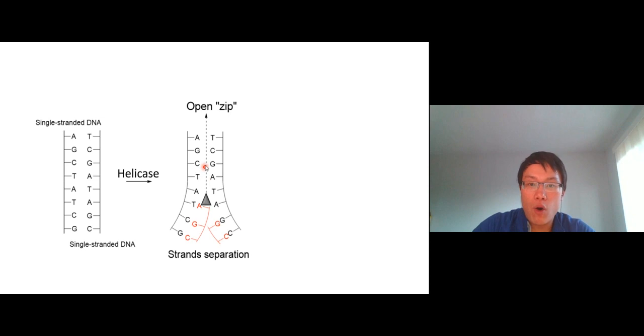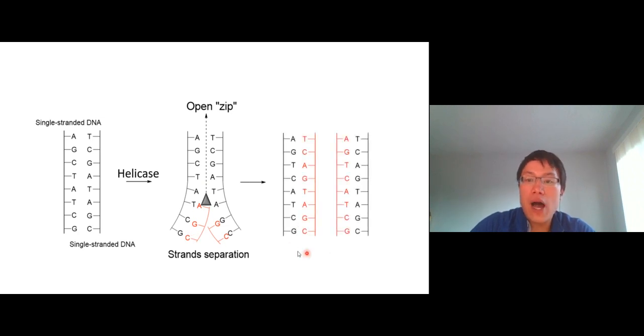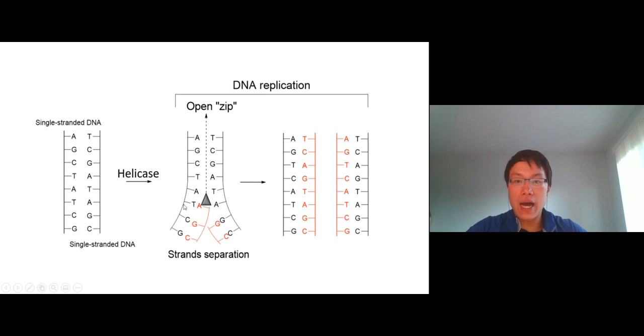Helicase is going to keep it open, separating the two strands. The other enzymes and other stuff are going to help replicate. Eventually, you're going to get two identical DNA strands. This process specifically we call DNA replication, which is crucial for the cell's survival.